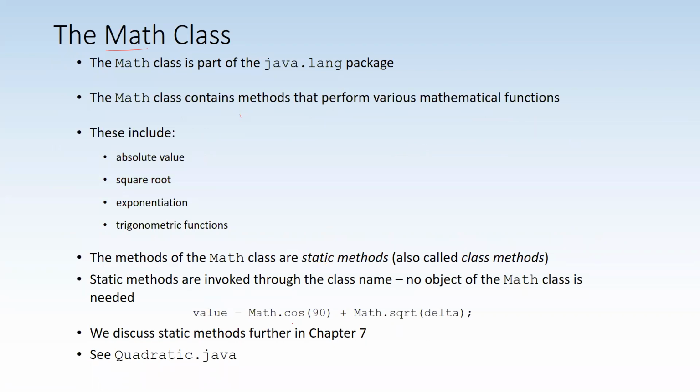And here is one. Here is another. You are familiar with square root. Okay, here is how you use the methods in the math class. Instead of creating a math object and using the methods, you simply use the math class name dot followed by the method name. Because all methods in the math class are static methods, which we will discuss in chapter 7. So just know that for math methods, you can use the class name dot method name.